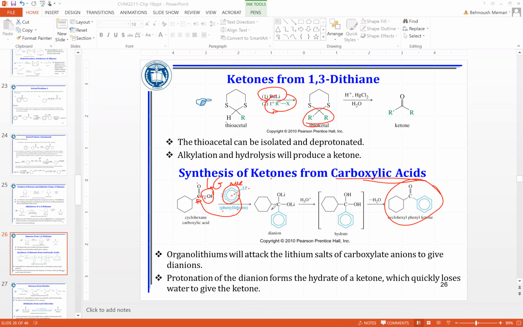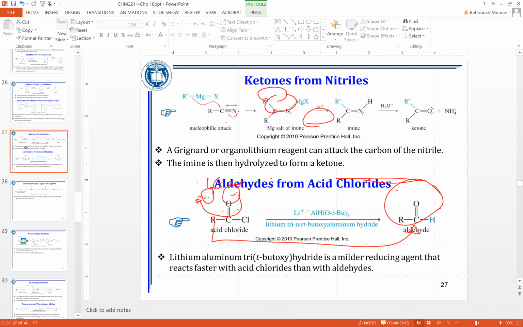What is shown here is basically the mechanism, which says the same thing, but what we are more concerned about is the overall reaction. Your nucleophile is going to form a bond with the carbonyl group, the leaving group would leave, and you end up with a ketone. So as long as you know the overall reaction, you should be fine.